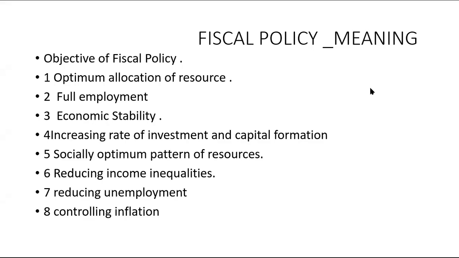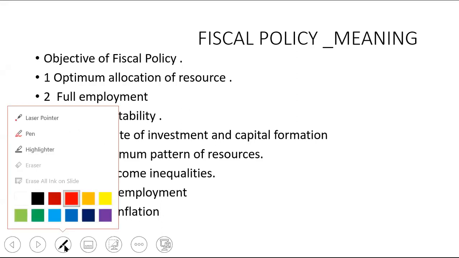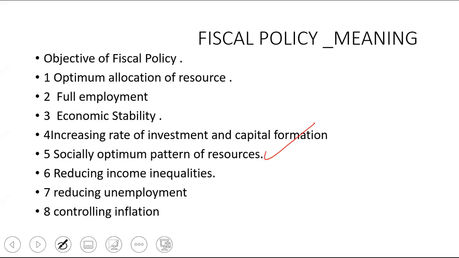Yesterday we have completed almost all the points over there. We were discussing increasing rate of investment and capital formation. Now we are starting with socially optimum pattern of resources. You can see the point over there. What do you mean by that? All the resources have to be optimally utilized. All the resources, take down fast.